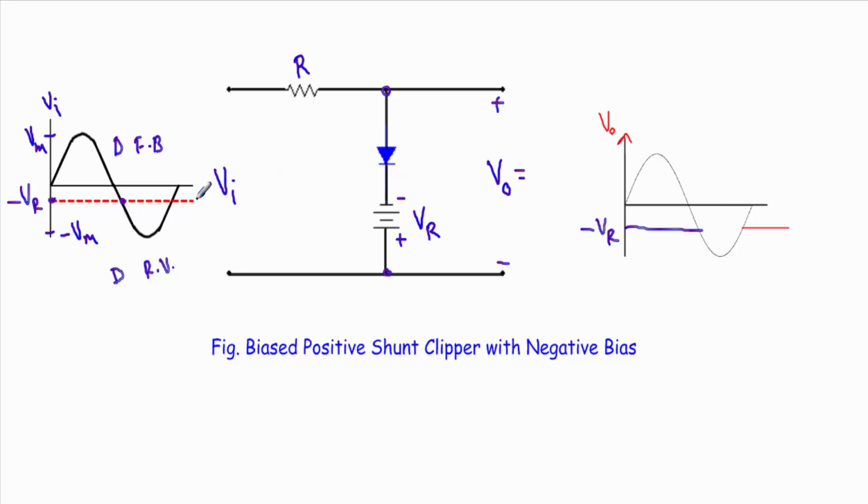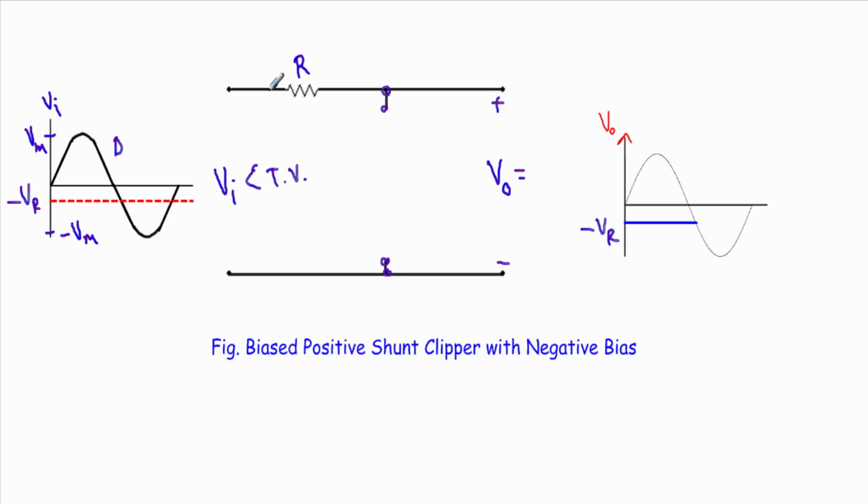Now consider the value of input voltage less than the transition voltage. That means the voltage values lying between this point and this point. Here the input voltage is less than this transition voltage, minus VR. So in that case, this diode will be in reverse bias, so I can replace this diode with an open circuit, as if the diode branch does not exist in the circuit. If this is an open circuit, the current flow in the circuit, I, will be equal to 0. As the current becomes 0, the voltage drop will also be equal to 0.